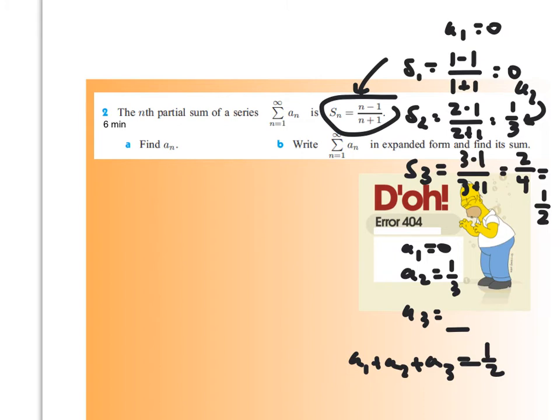So this right here is 0. This right here is 1/3. And this right here we're going to find. If I take 1/3 away from 1/2, that's like 2/6 away from 3/6. So it looks like A3 would be 1/6.